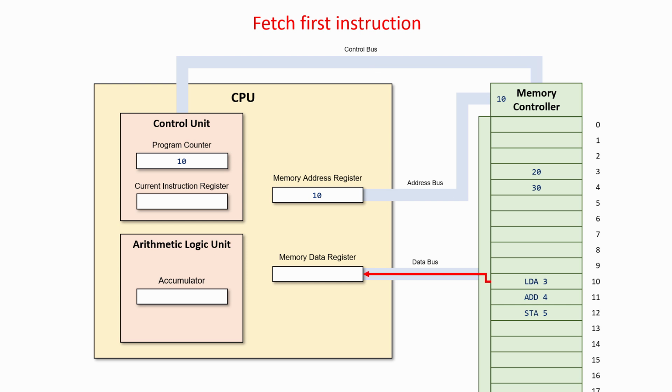The contents of memory location 10 are put onto the data bus so they can be copied into the memory data register. And from there, because it's an instruction, it's copied into the current instruction register. Now that the first instruction has been fetched, 1 is added to the value of the program counter. The program counter is incremented, so the program counter already contains the memory address of the next instruction to be fetched before this one has even been processed.